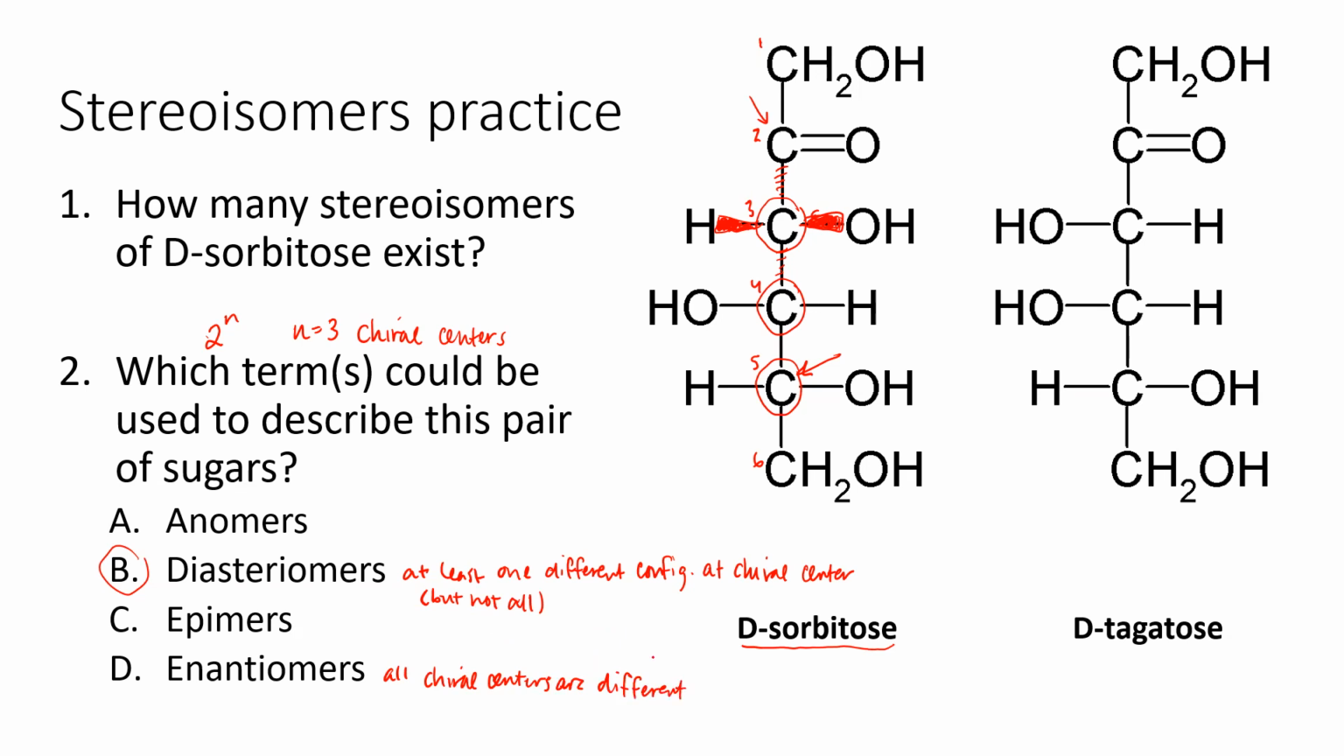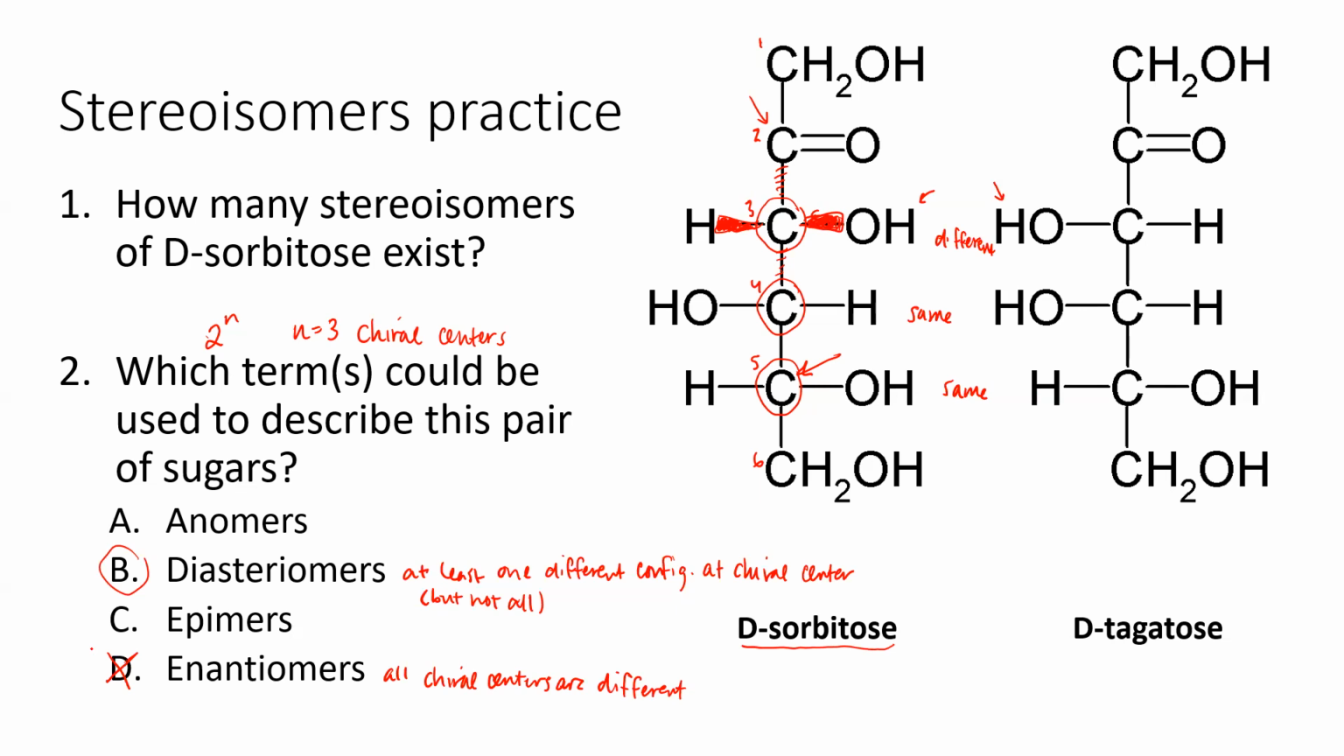So let's actually back up a little bit and take a look at our three different chiral carbons. We already talked about how carbons number 3, 4, and 5 are the chiral ones. At carbon number 3, they're different, right? Sorbitose has the OH on the right, tagatose has it on the left. Carbon number 4, they're the same. And at carbon number 5, they are also the same. They're both going to the right. So that means we do have diastereomers because we have at least one chiral center that's configured differently. They're not enantiomers because not all of the chiral centers are different from each other.